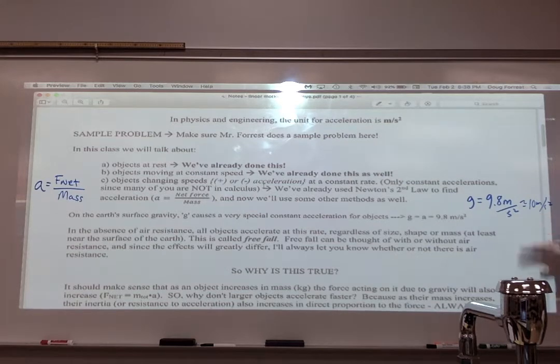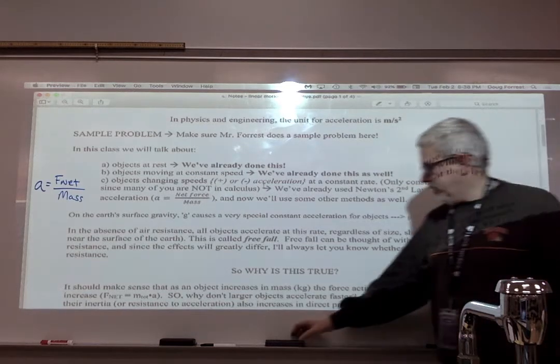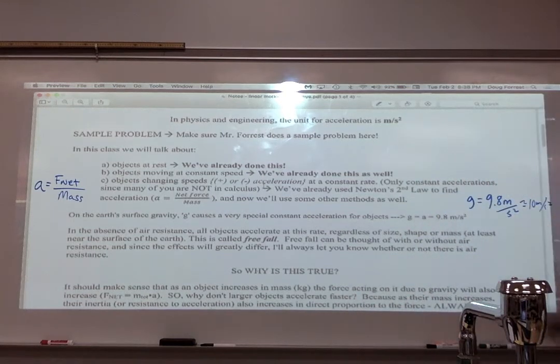In the absence of air resistance, objects all accelerate at this rate, and that's called free fall, which just means that gravity is the only force acting on the objects.